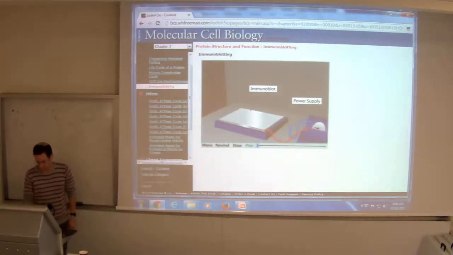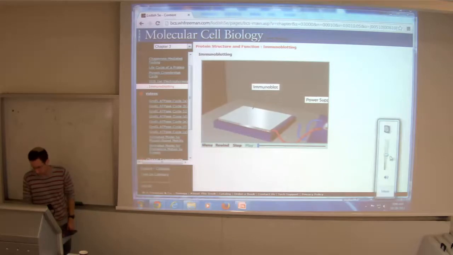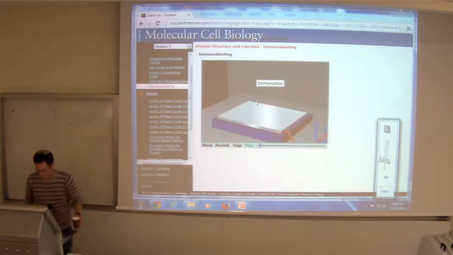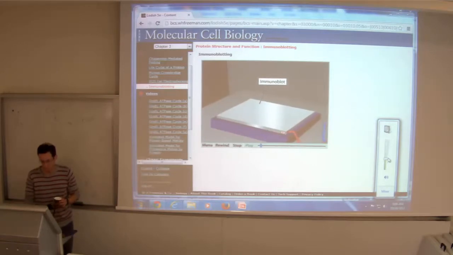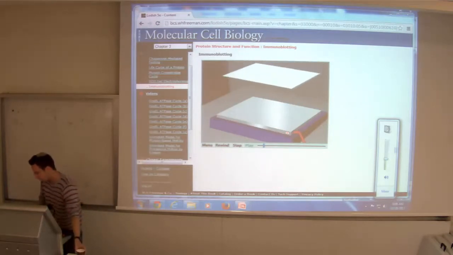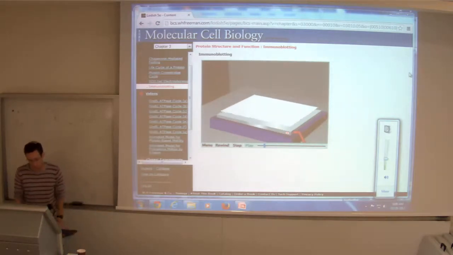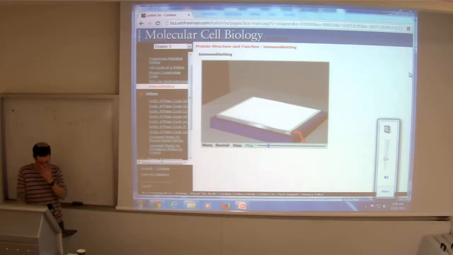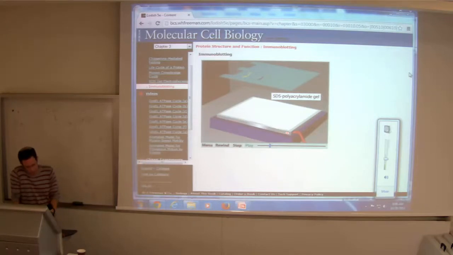Immunoblotting combines the superior resolving power of SDS polyacrylamide gel electrophoresis with a highly sensitive antibody binding assay to detect the specific protein in a mixture of different proteins. Proteins are first separated in an SDS polyacrylamide gel. Then, in the blotting step, the proteins are transferred to a sheet of nitrocellulose membrane. The gel containing the separated proteins is placed on the membrane.